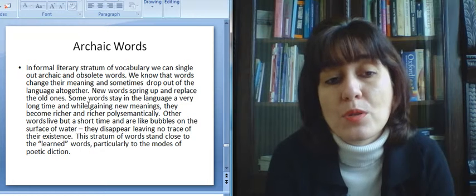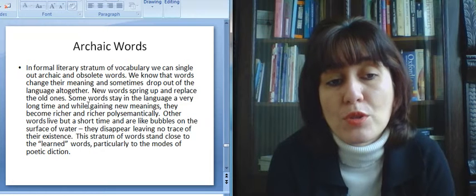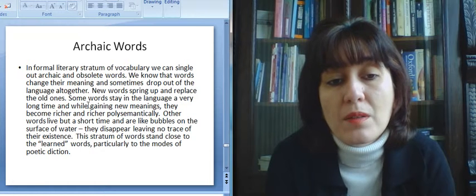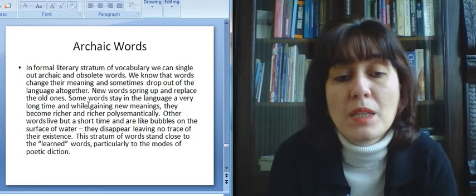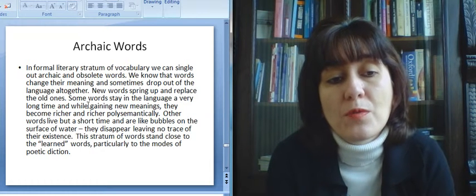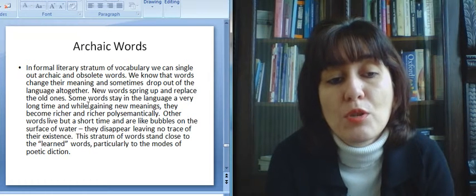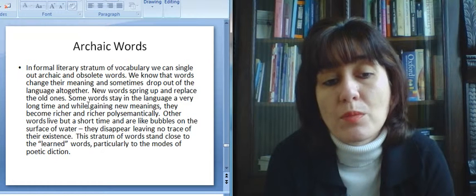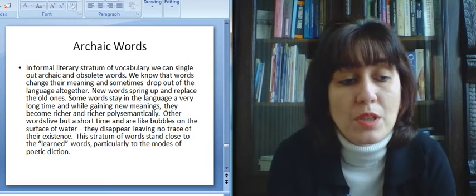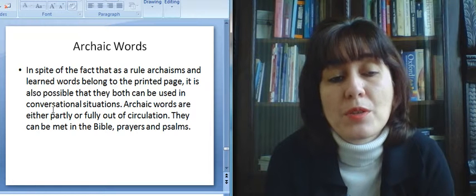In the formal literary stratum of vocabulary, we can single out archaic and obsolete words. We know that words change their meanings and sometimes drop out of the language altogether. New words spring up and replace the old ones. Some words stay in the language a very long time, and while gaining new meanings, they become richer and richer polysemantically. Other words live but a short time and are like bubbles on the surface of water. They disappear, leaving no trace of their existence. This stratum of words stands close to the learned words, particularly to the modes of poetic diction.